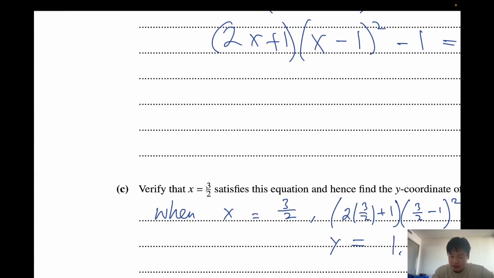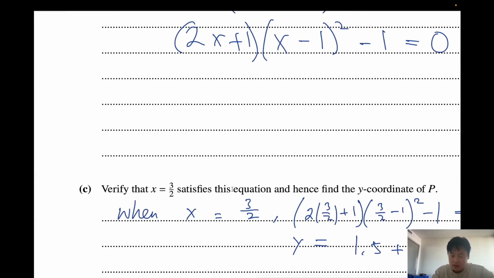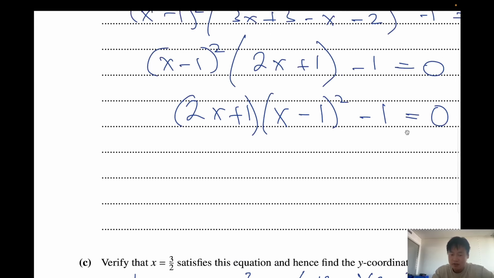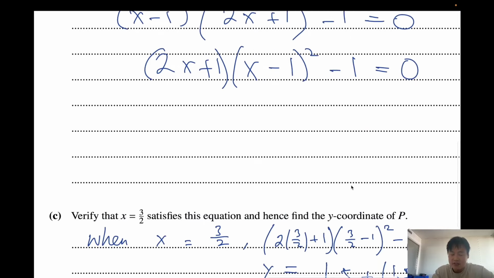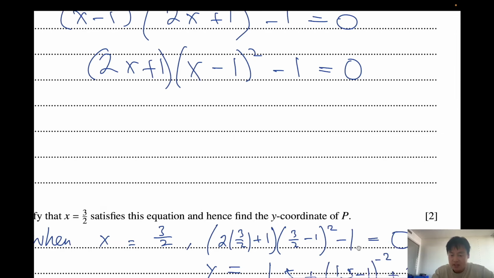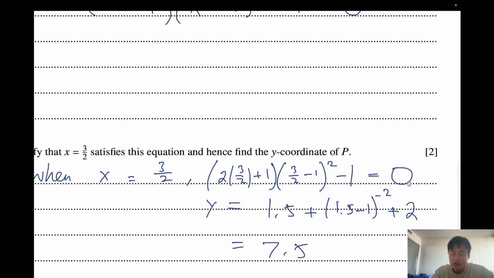Verify x equals 3 over 2 satisfies this equation. What's the equation? This is the equation. How do we verify it satisfies it? Doesn't satisfies mean if we substituted x equals 3 over 2 into here, it better equal 0? That's what satisfies means, right? So we substitute that in, and we prove that it equals 0. They see the calculation, they know that we proved it. They know we understand it.